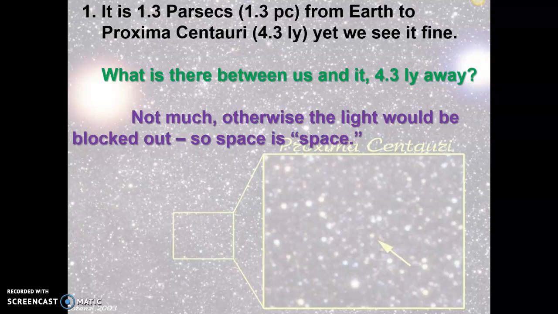Not many molecules. I mean, the air in our atmosphere deflects the sun's light, gives us the blue sky. Otherwise, the sky would be black like on the moon. So there's not much out there in space. That's why it's called space.